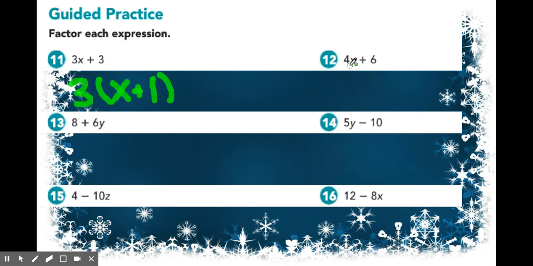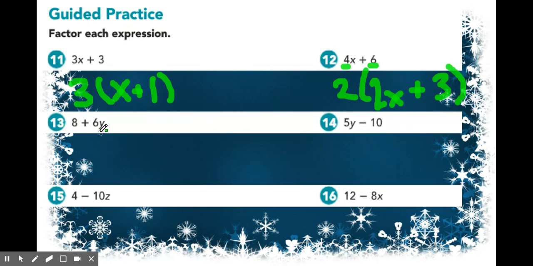Once. Again, for number 12, 4x and 6 do not have a variable in common, so I'm just going to take a look at the coefficient and the constant. The greatest common factor for 4 and 6 is 2. 2 goes into 4x 2x times, plus 2 goes into 6 3 times.